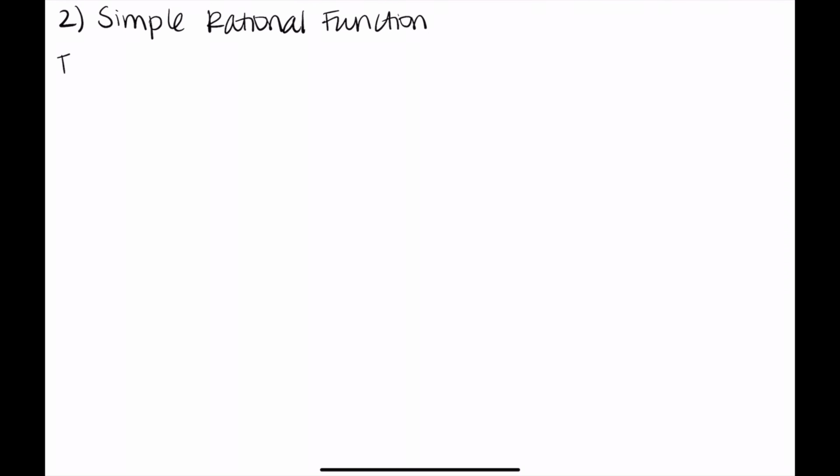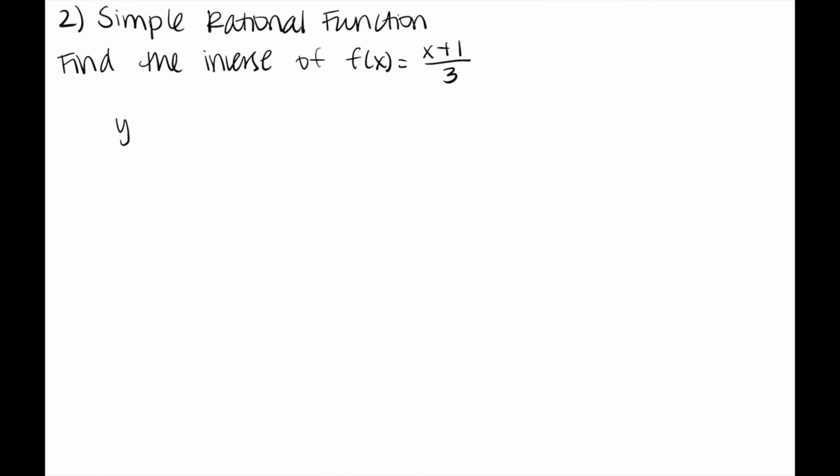For number 2, we're going to have a simple rational function, and we are being asked to find the inverse of f of x equals x plus 1 over 3. So our first step is that we're going to write this as a y equals instead of f of x. So we will write this as y equals x plus 1 over 3.